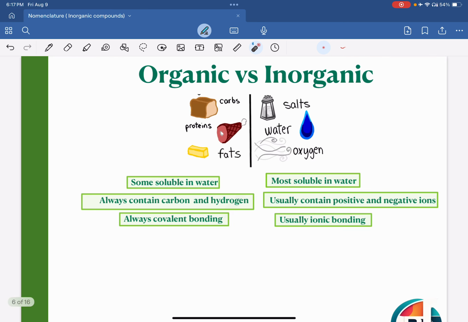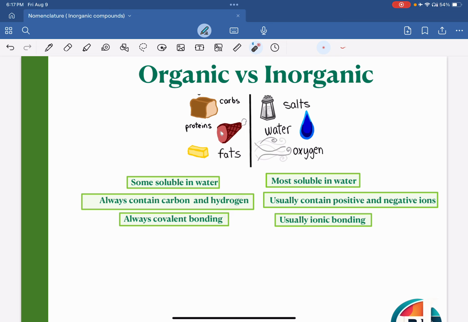Furthermore, let's discuss the differences between organic and inorganic compounds. Organic compounds include substances such as carbohydrates, proteins, and fats. They generally have the following properties. They often dissolve in water, though solubility can vary.